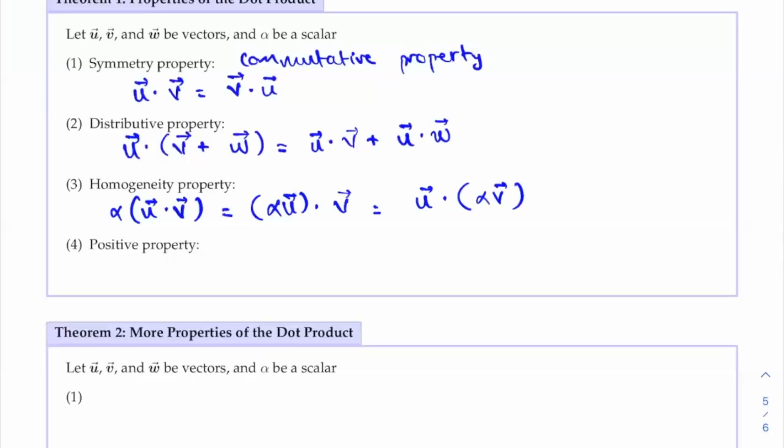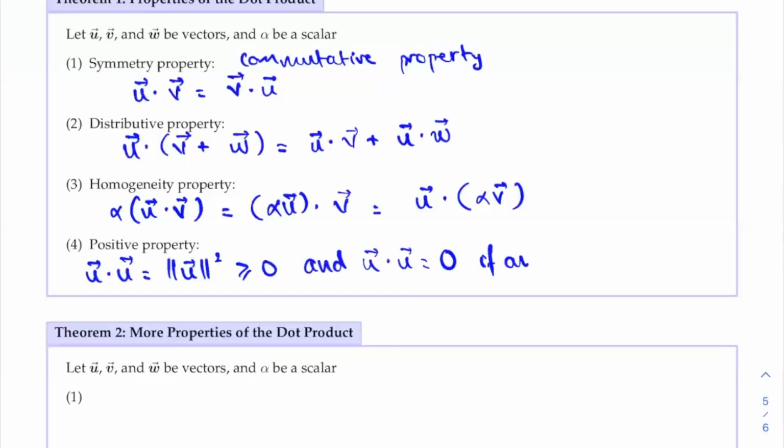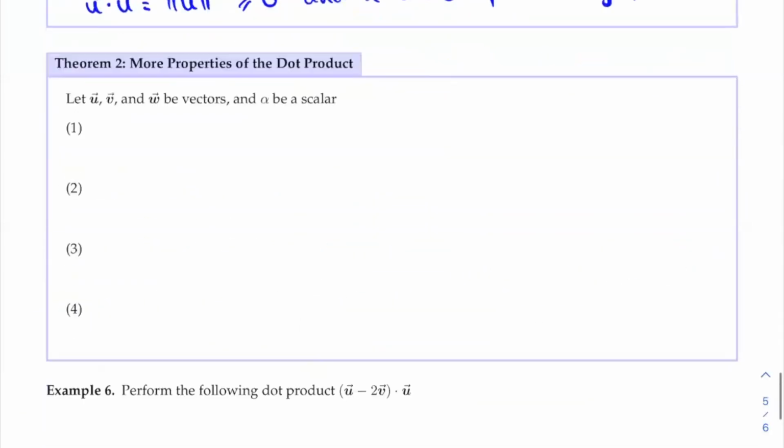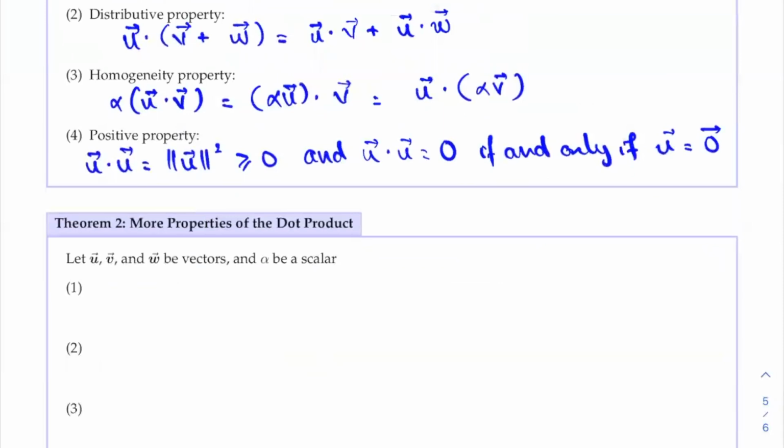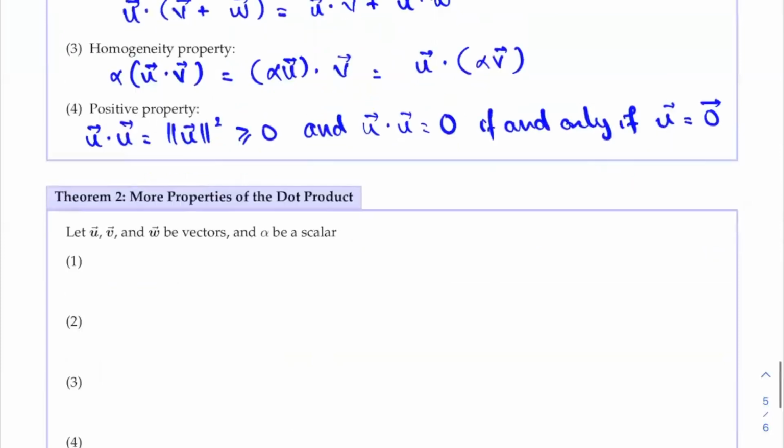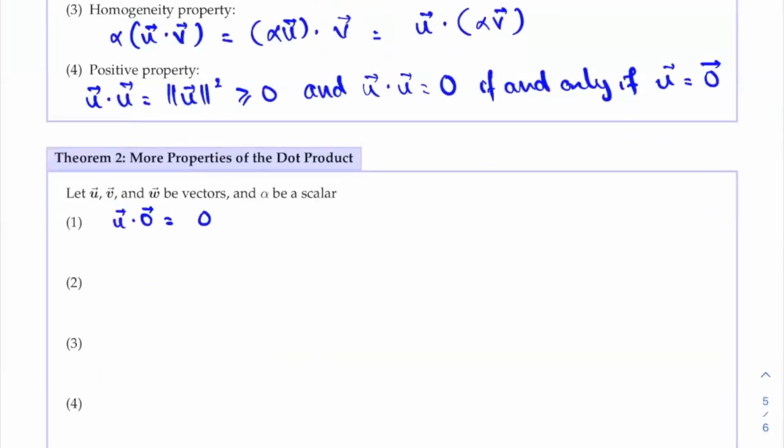The next one is called the positive property. If you do u dot with itself, you obtain the norm, or the length squared, of u. It has to be greater than or equal to 0, and the dot product of u with itself is equal to 0 if and only if the vector under consideration is the 0 vector. Now I'm going to have some more properties of the dot product for us to consider. If u dot with the 0 vector is equal to the 0 vector dot with u, it has to be equal to 0, just the 0 scalar.